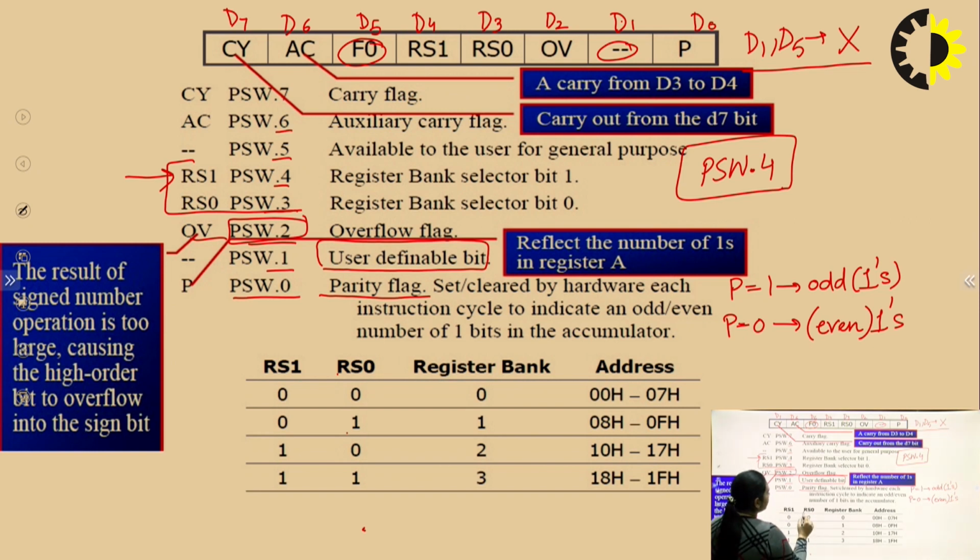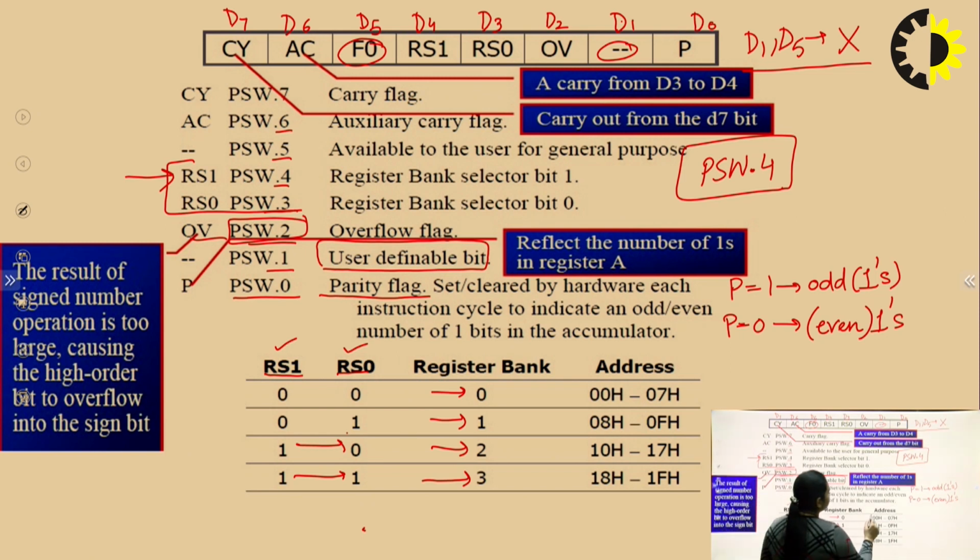RS is register select bit 0, register select bit 1. These two bits we use to select the register bank. If the value is 0, 0, then register bank 0 is selected. If the value is 0, 1, register bank 1 is selected. If the value is 1, 0, then register bank 2 will be selected. And if the value is 1, 1, then register bank 3 is selected. How it is done? Simple, 2 and 1.